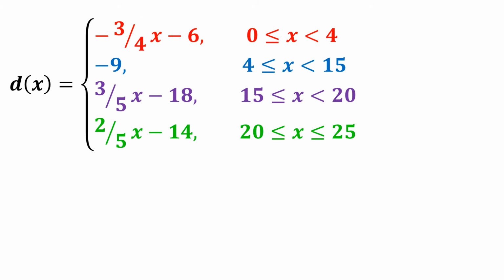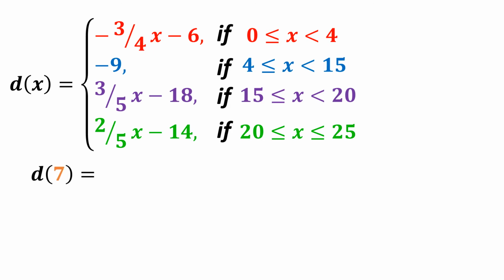Let's take a look at d of x in a little bit more detail and try to figure out how we might use this. Now, I like to think about the word "if" being used between the function formula and what we call the subdomain, or the values of x that each formula is valid for. In other words, d of x is going to be equal to -3/4 x minus 6 if x is between 0 and 4 or equal to 0. d of x is going to be equal to -9 if x is between 4 and 15 or equal to 4, and so on.